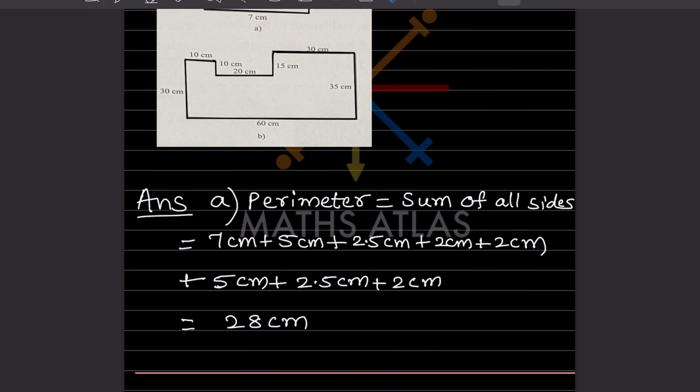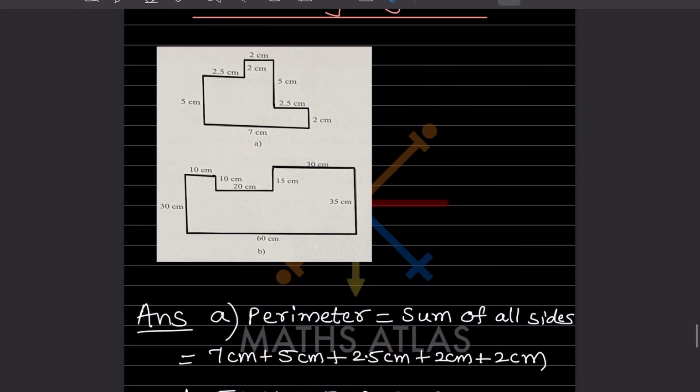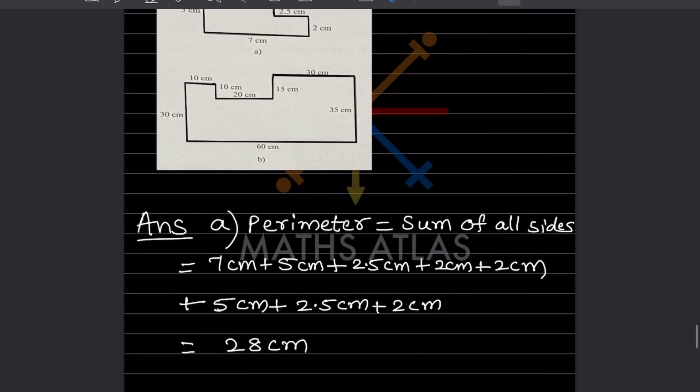See that when you're adding it, you just add it vertically, because there are some decimals also over there, so you don't make a mistake. So that is 28 centimeters. They ask the perimeter, so this is the answer for this one.